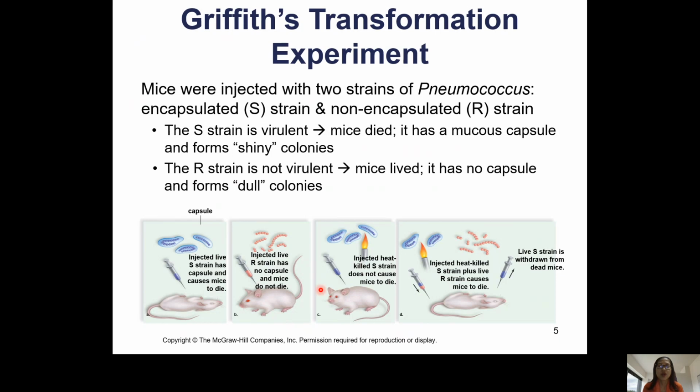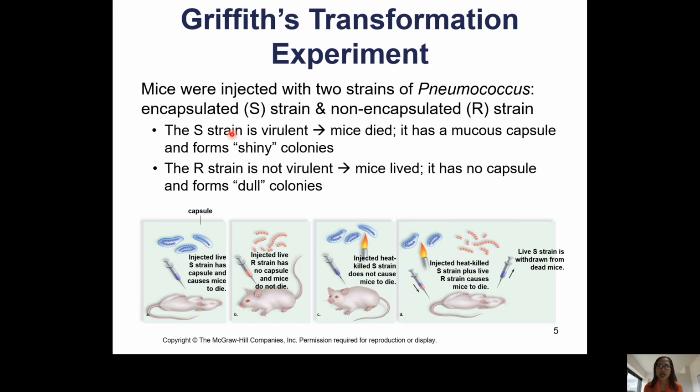Okay, so I will try to explain it a little bit again. The difference between the S strain and the R strain: the S strain is virulent, the R strain is not virulent. Virulent bacteria usually have the capability to form a capsule, a mucus capsule. It's actually a structure that is formed in an unfavorable environment.